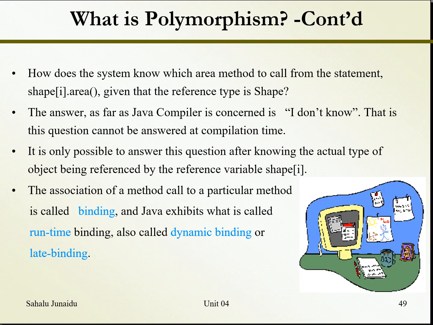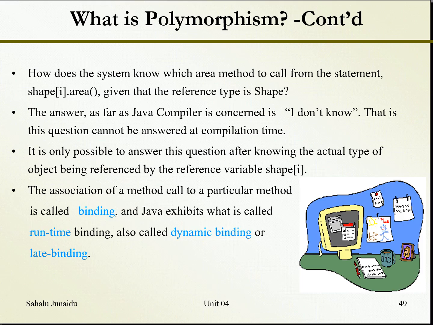So because Java supports late binding, the association of a method call to a particular method is called binding. This is what we mean by binding. Whenever we say binding, we mean the association of a method call to a particular method. So meaning that I have a method area now, and I have a call to area. At what point will I associate which of the methods I am appropriately calling? It's not at compile time, but it's at running time.